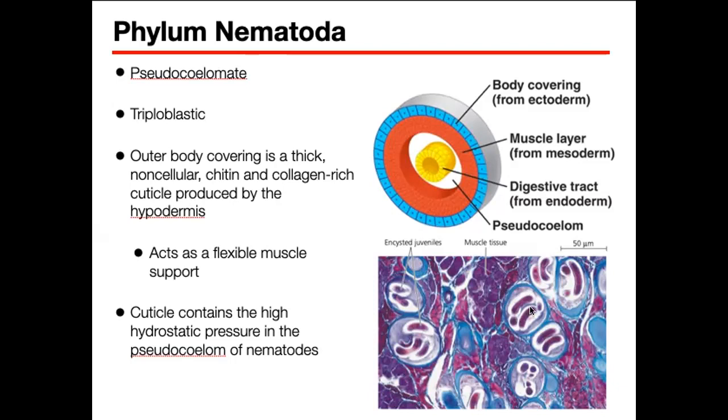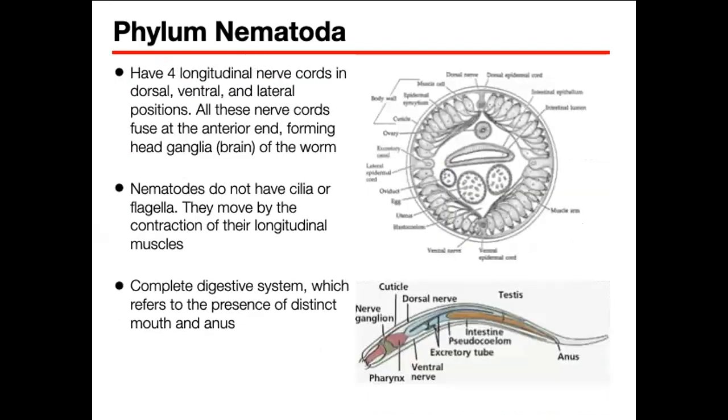So another example would be the parasitic nematode. We can see here, this is Trichinella spiralis, and these encysted portions right here are the juvenile of these parasitic nematodes, found in human muscle tissue. And nematodes have 4 longitudinal nerve cords, and these nerve cords fuse at the anterior end, forming the head ganglia or yung primitive brain ng worm. Okay? And meron na silang cephalization, if basing with this definition.